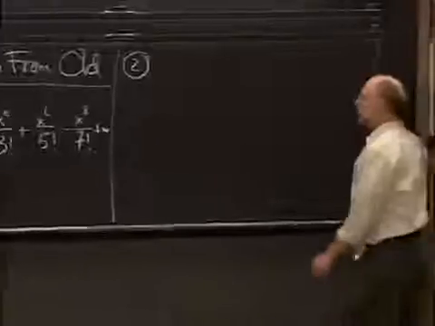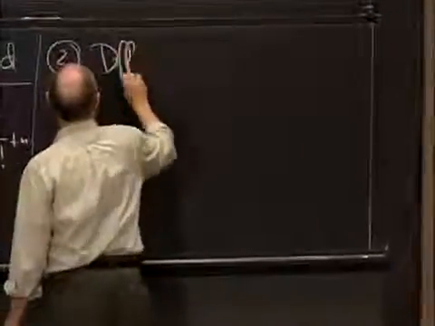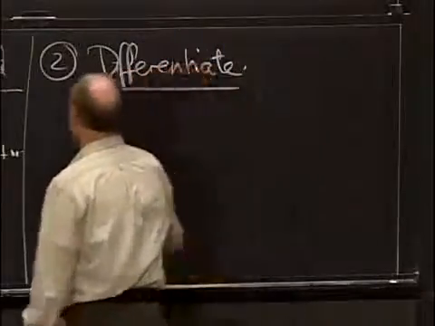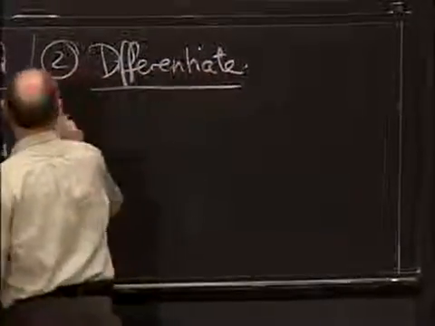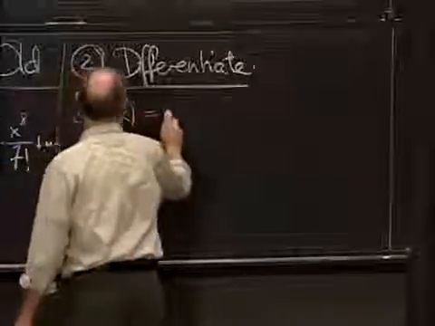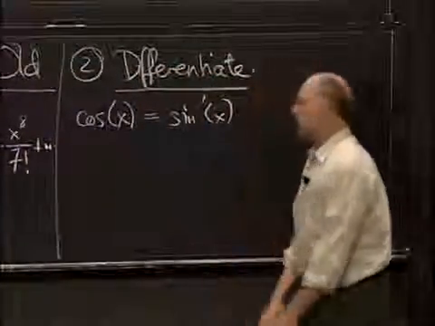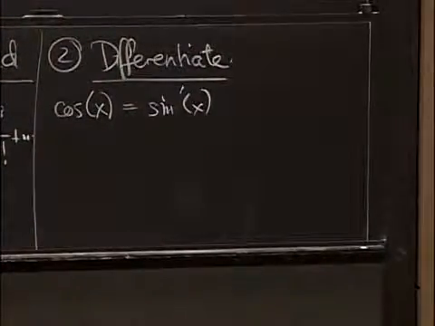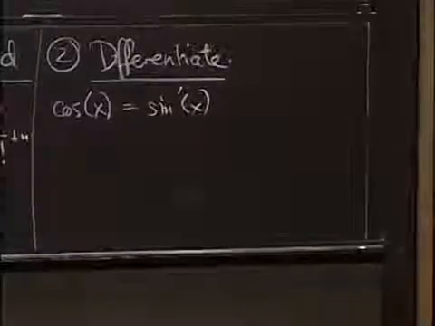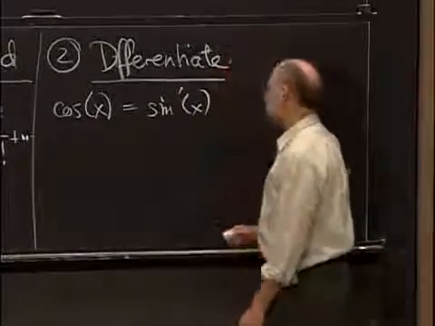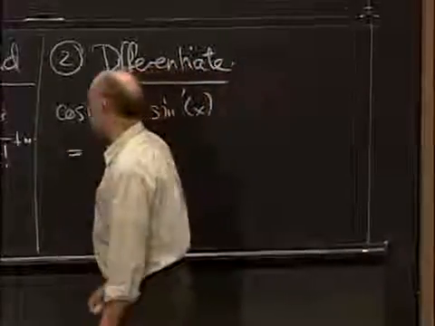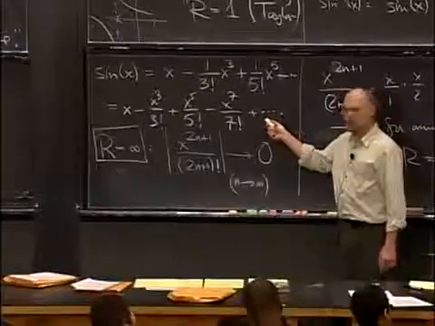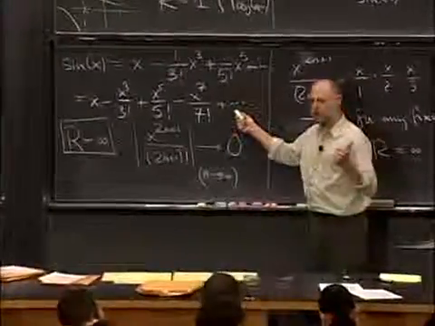Okay, we can multiply. I can also differentiate. So let's just do a case of that. And I'll use the process of differentiation to find out what the power series for the cosine of x is, by writing the cosine of x as the derivative of the sine and differentiating term by term. So I'll take this expression for the power series of the sine and differentiate it term by term, and I'll get the power series for cosine.